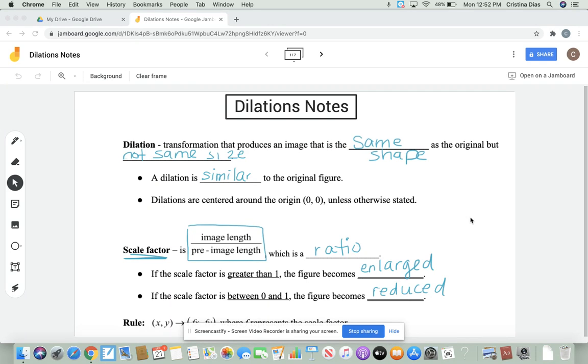Now, there is a type of coordinate rule that we use for dilations. So the original point x, y will transform to f times x, comma f times y, where f represents the scale factor. So all we do is use multiplication between the scale factor and the original coordinates to find your image or new coordinates. Okay, so we're going to go on to the next page and do an example.